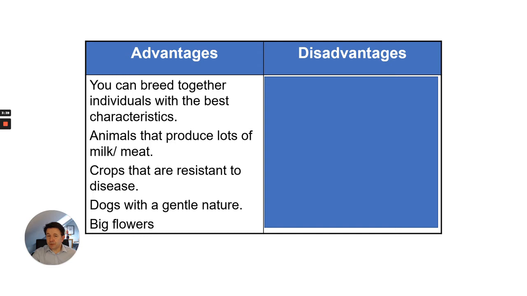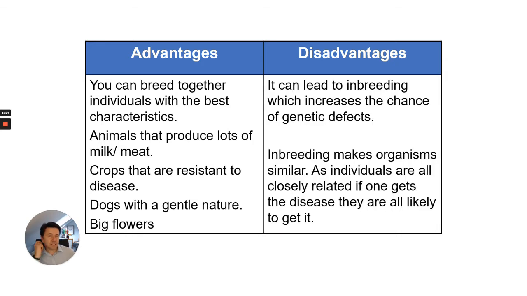Animals can produce lots of milk and meat, and crops are resistant to disease, so therefore growing very well and healthily. And also dogs with a gentle nature and big flowers. Now the key disadvantages though is that it can lead to inbreeding. That means if you breed things that are closely related genetically, then it can lead to genetic defects. Inbreeding does make organisms similar genetically, and so if a disease was to come about, then the disease could wipe out large populations of selectively bred animals or plants.